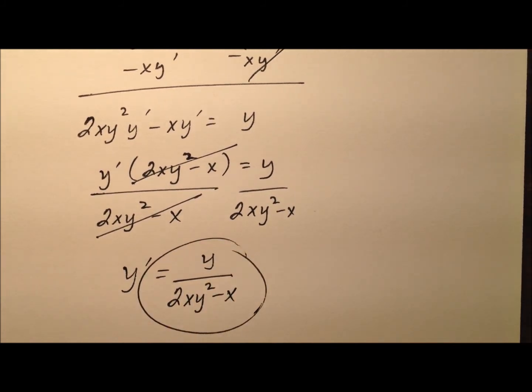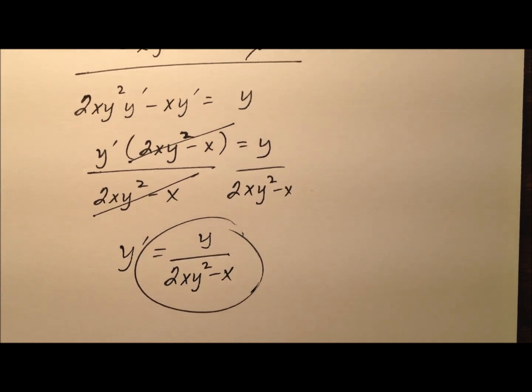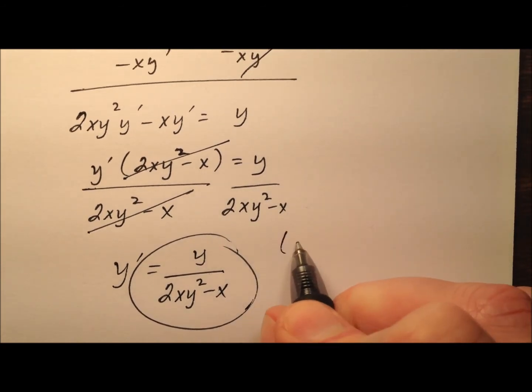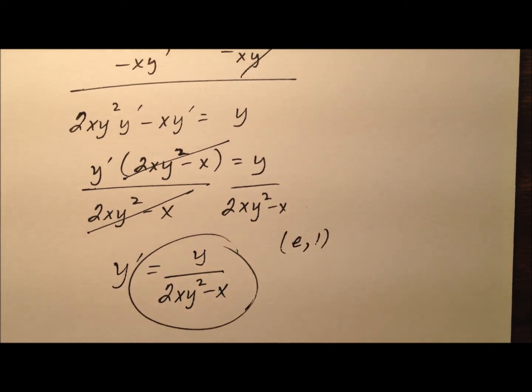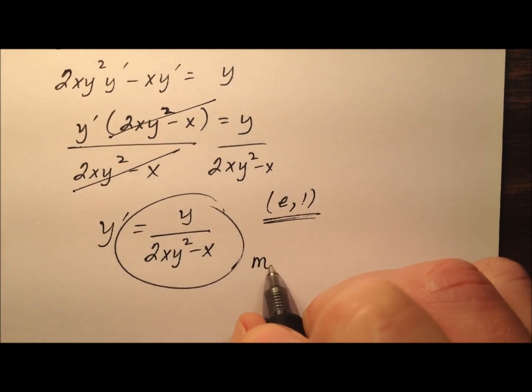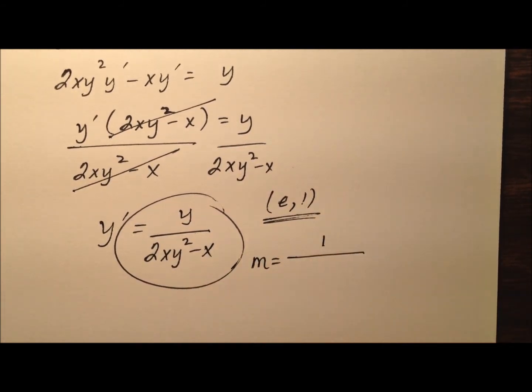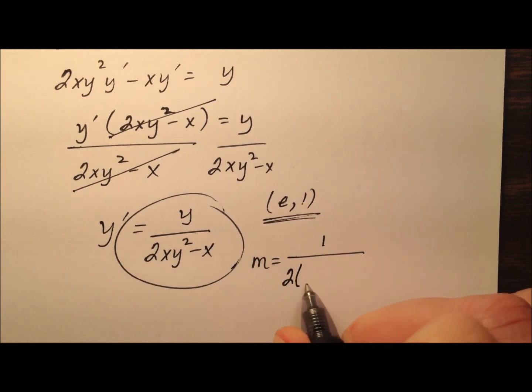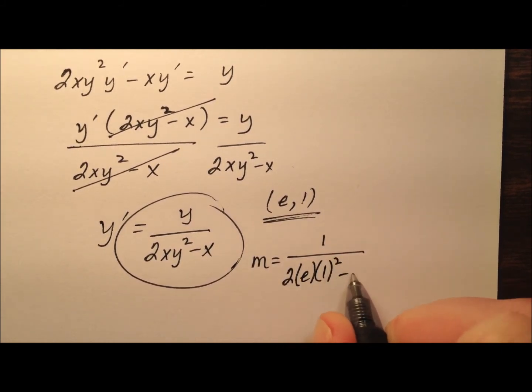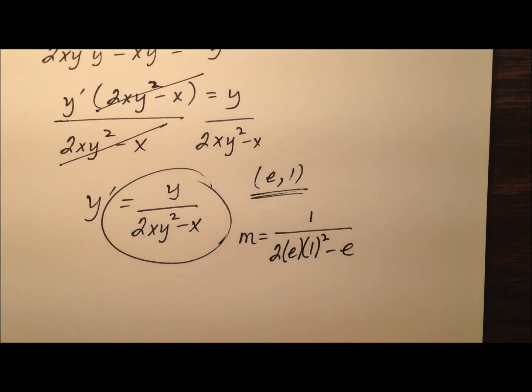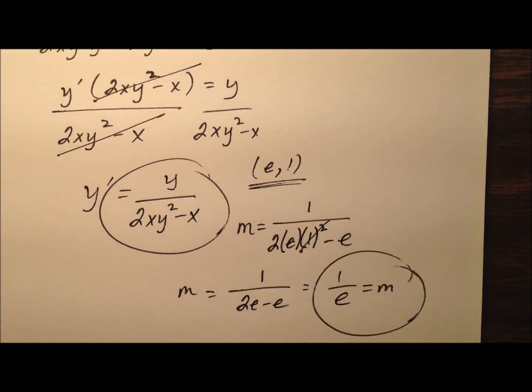So here I have an expression that's going to give me the slope of my tangent line, and that ordered pair was (e, 1), remember? So let's plug this in and see what we get for our slope. So m equals y, which is 1, over 2 times x, which is e, times 1 squared, and then minus e. I can wrap that up a little bit. 1 over, this 1 squared is 1, so it looks like 2e minus e, which is just 1 over e.